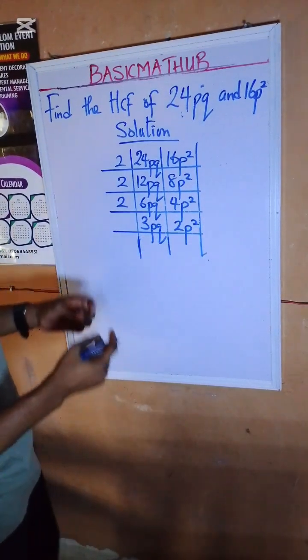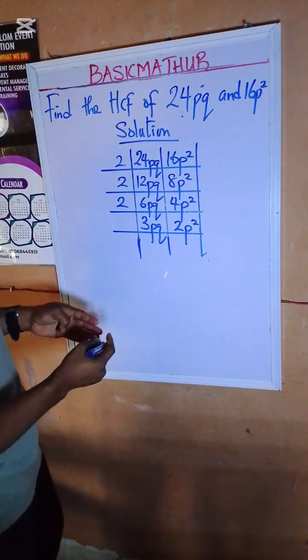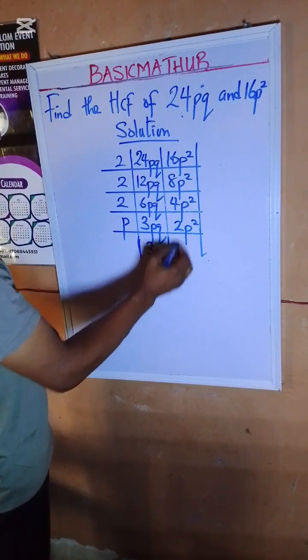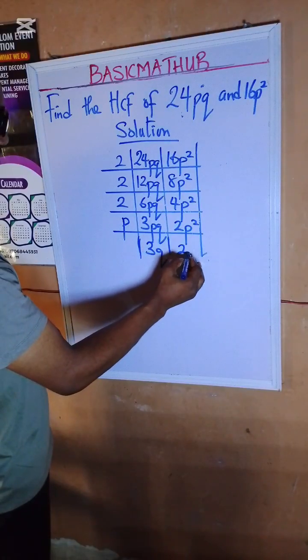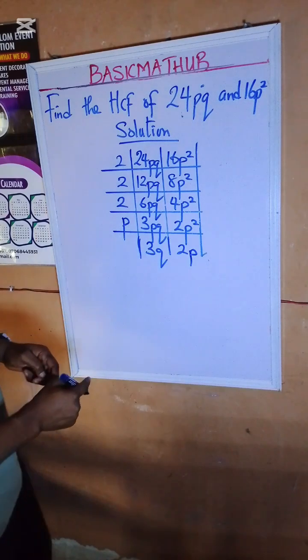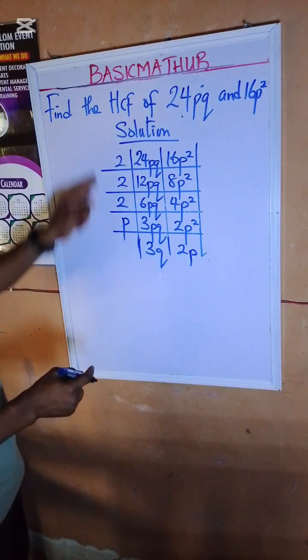So let's look at the alphabet keenly now. You see what is common? P is common. So we have P, that's going to be 3Q, and we're going to have 2P. So 3Q and 2P, there is nothing common with them again.